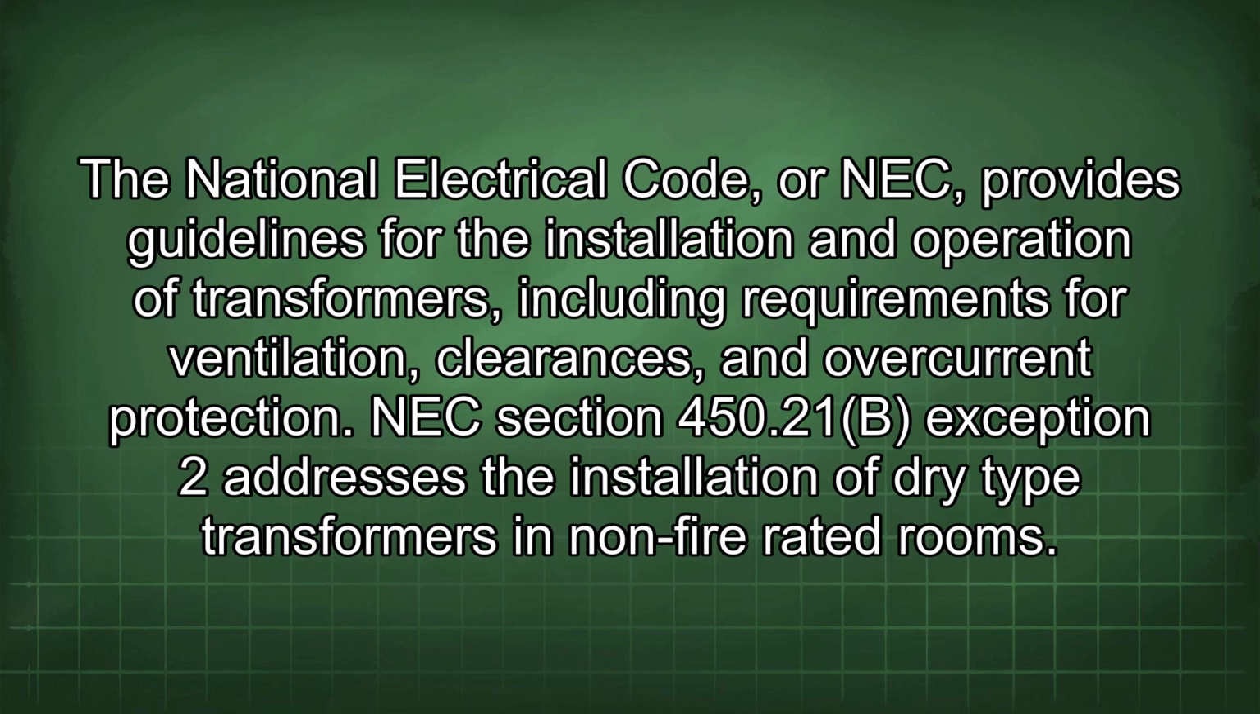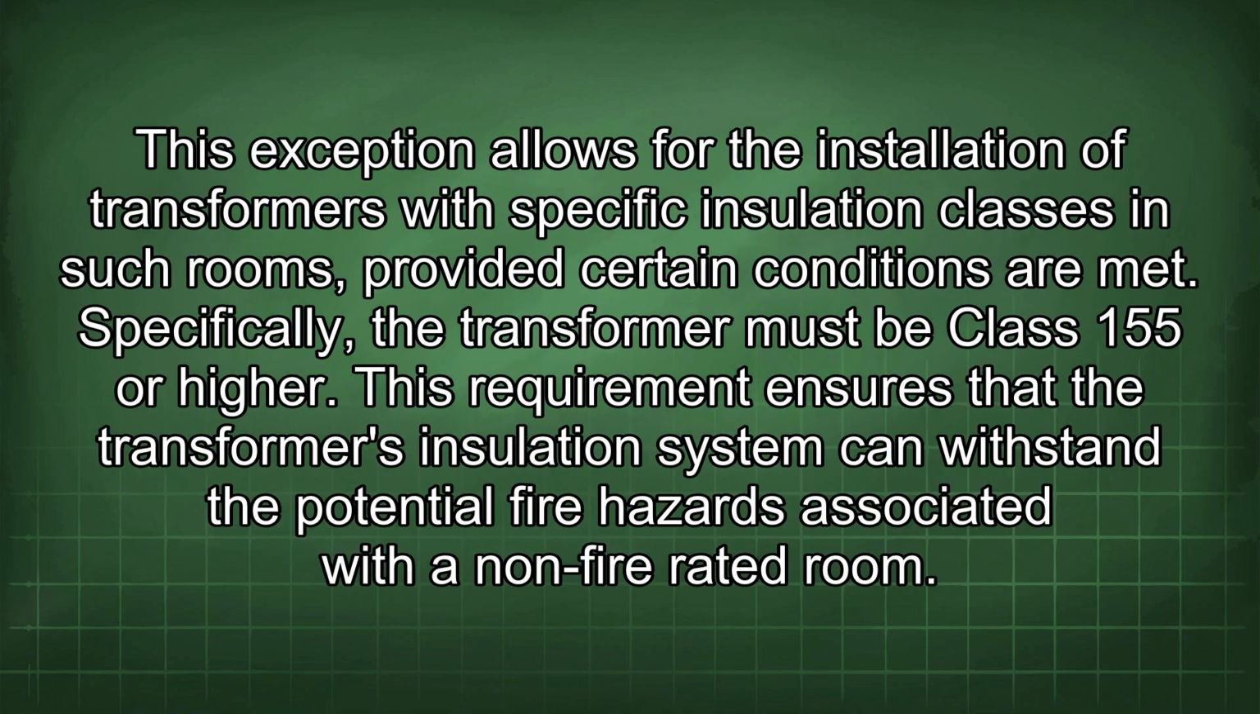The National Electrical Code, or NEC, provides guidelines for the installation and operation of transformers, including requirements for ventilation, clearances, and overcurrent protection. NEC Section 450.21(B) Exception 2 addresses the installation of dry-type transformers in non-fire-rated rooms. This exception allows for the installation of transformers with specific insulation classes in such rooms provided certain conditions are met.